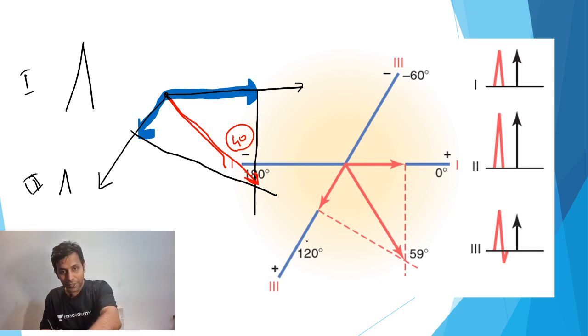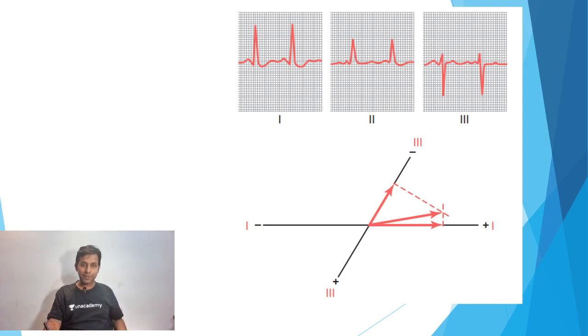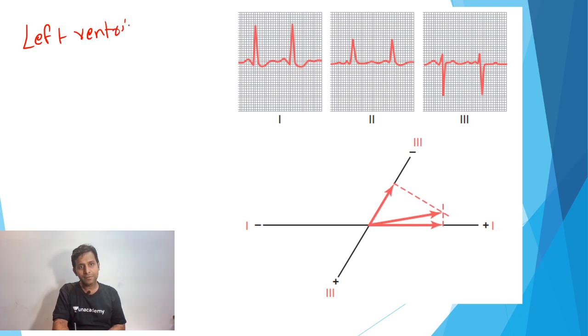Now, I have actually taken two examples here. Can you all guess which axis deviation this is? Yes, it's a left axis deviation. Now, what happens when the left ventricle is hypertrophied?